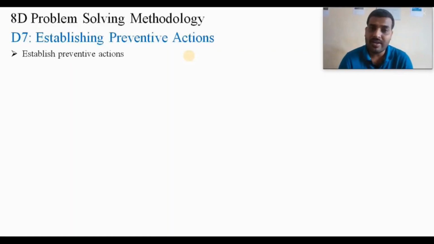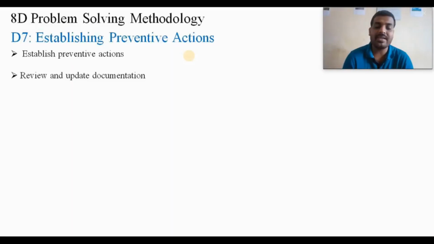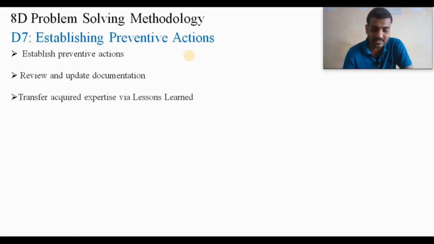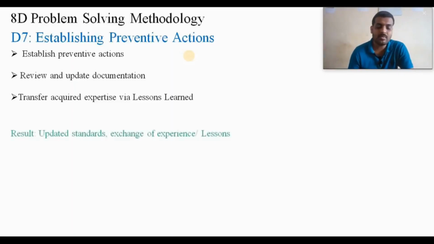For example, the failure mode analysis documentation, that is the FMEA document, then control plan updating, and drawing alteration or updating. Then, with definition of appropriate measures with respect to the quality management system. Third, through transfer of adequate expertise via lessons learned or findings. The result of establishing preventive action will be an updated standard and lessons learned shared among colleagues. So this is the D7 phase of the problem solving methodology.